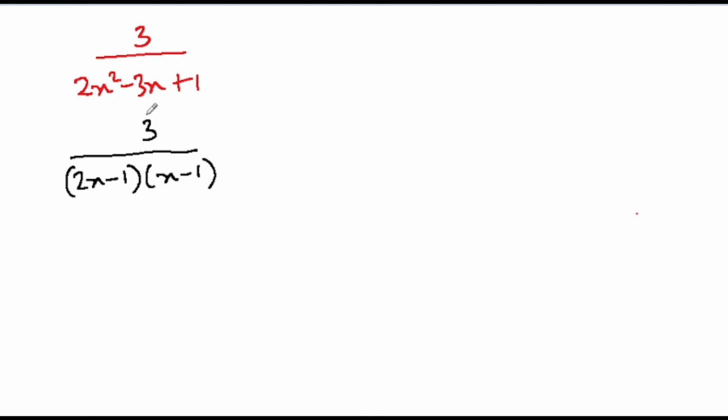After factorizing the denominator 2x squared minus 3x plus 1, we have the factors to be 2x minus 1 and x minus 1. We are going to write a partial fraction for each of these two factors. So we have A divided by 2x minus 1 plus B divided by the second factor, x minus 1.